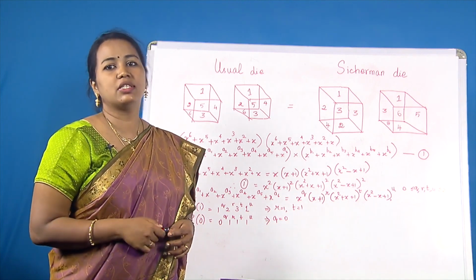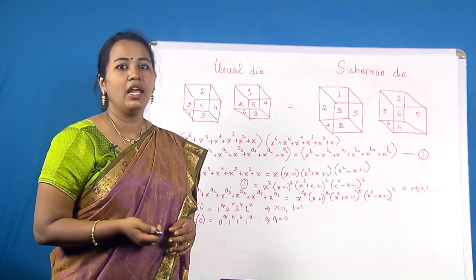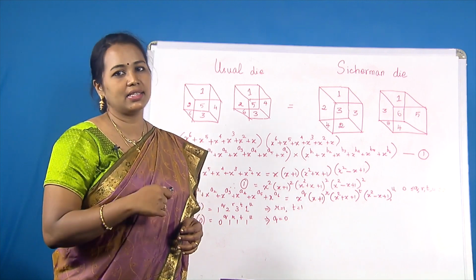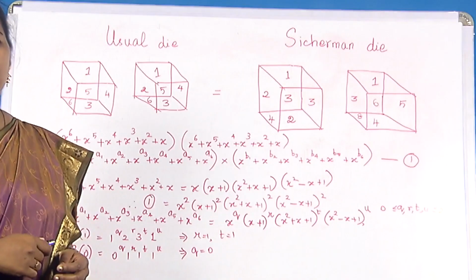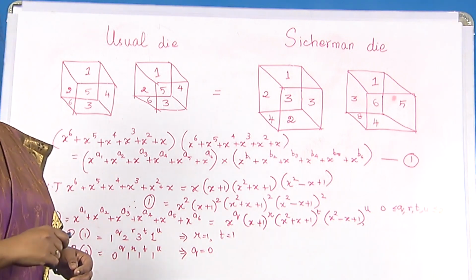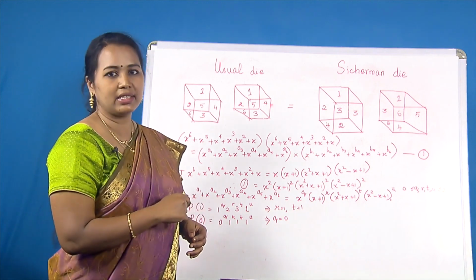This correspondence is 1 to 1 and it is valid for all the sums and all dice, including the Sicherman dice and any other dice that can yield the desired probabilities. So, we are now going to show that the Sicherman die is the only possibility where you will get the same probabilities as the usual dice.